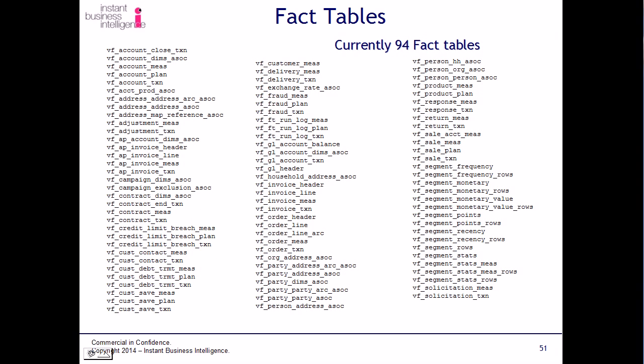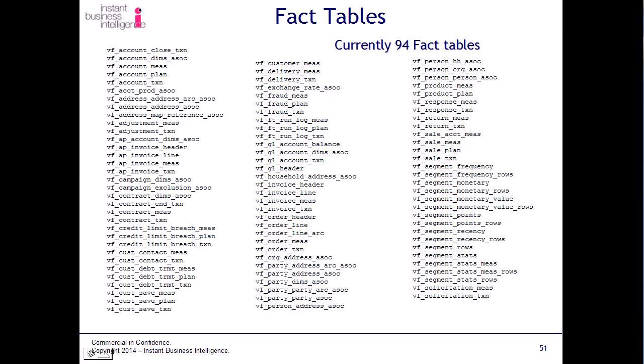We have contracts, so contract dimensions, the contract end date, the contract end transaction. So when a contract ends, we get a transaction. We had contract transactions and we had contract measures, but no contract plan. Credit limit breaches, so when somebody goes over their credit limit, but say the service is not suspended at a telephone company. We have a credit limit breach transaction, and we have plans and measures for credit limit breaches.